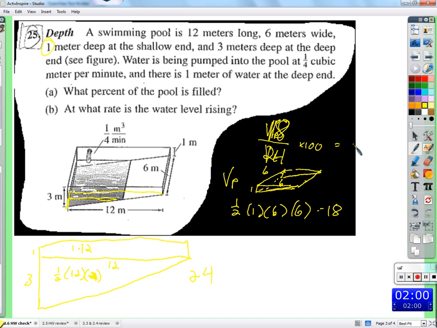What's our percentage? Wait, that's not the total volume, isn't that just the area of that? Oh, sorry, 24 times 6 is the volume, which is 144. Alright, we got a volume of 18, we got a volume of 144. We divide and multiply by 100, you get what?